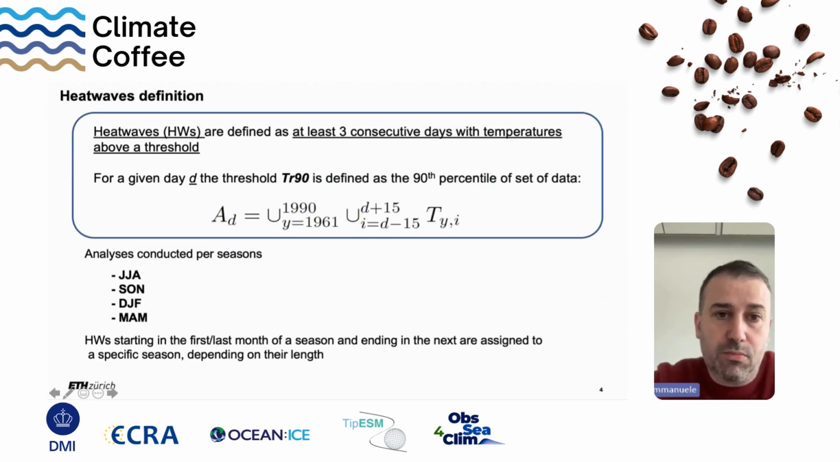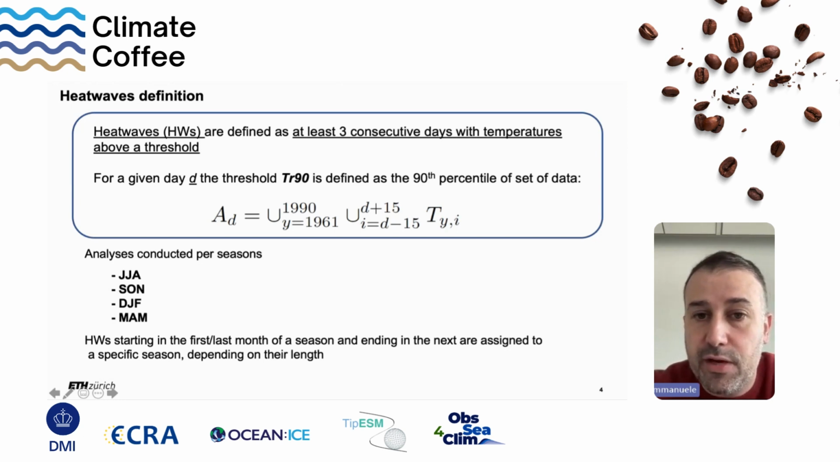Okay, a small introduction on the definition of heat waves that we use in our study. We use a rather classical definition. We define heat waves as at least 3 consecutive days with temperatures above a given threshold. And for this, we define a threshold for each day of a year, D, as the 90th percentile of the set of data, A_D in this case, that is given by the union of all the temperatures in a window of minus 15 to 15 days around D, so the selected day of the year, and for all the years of the period 1961 to 1990 that we consider in this case as the reference.